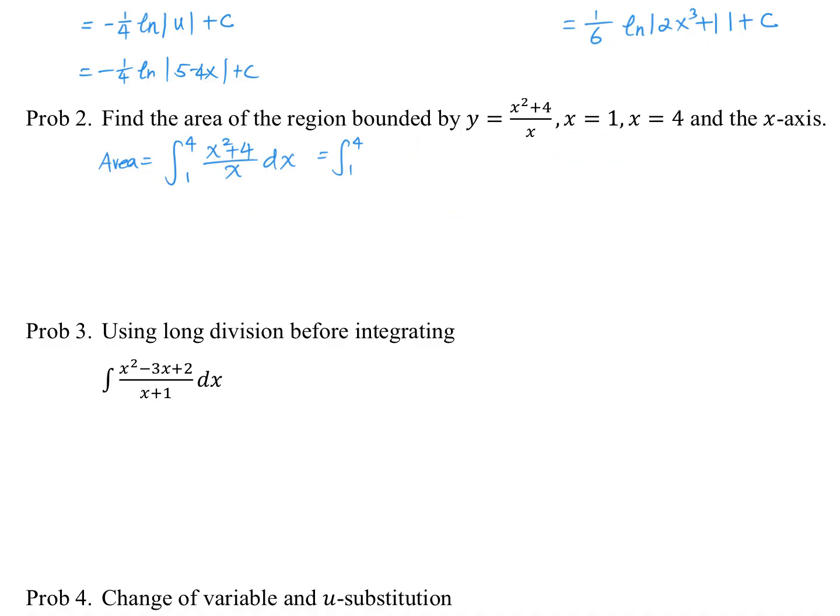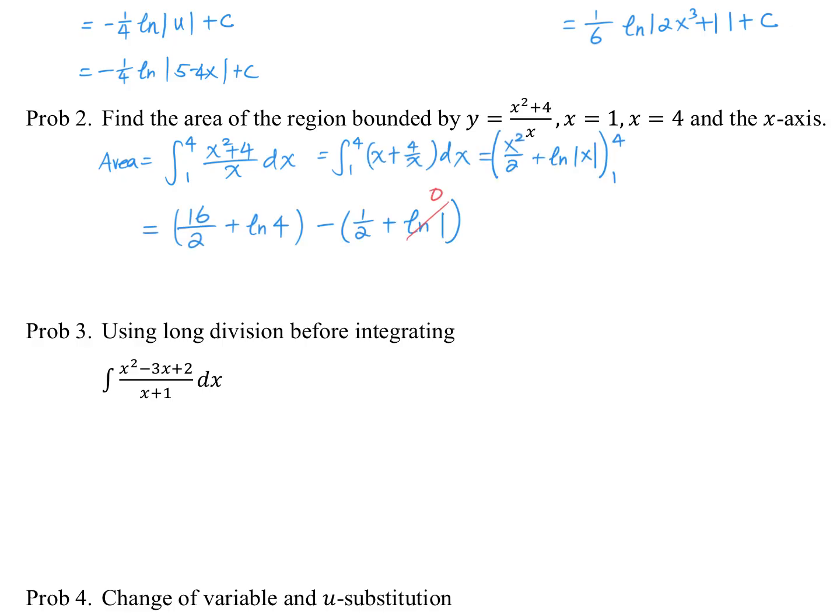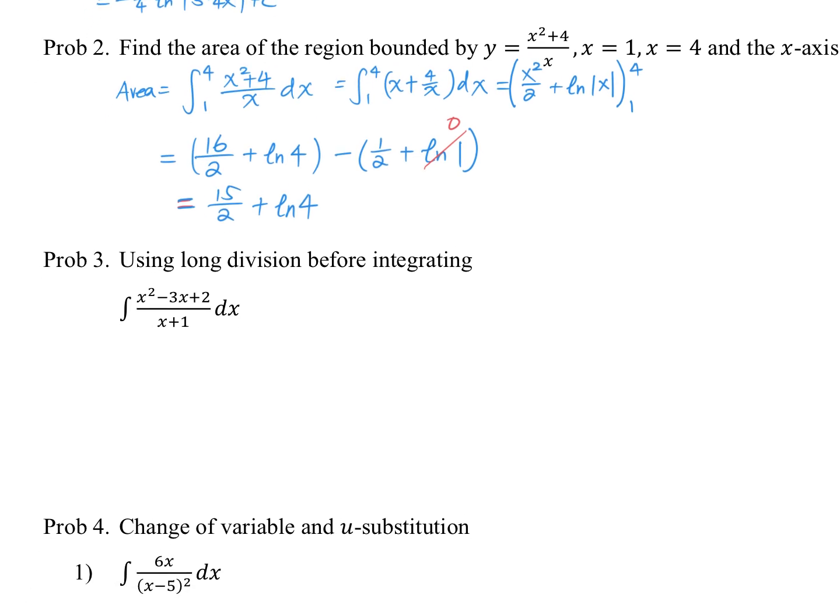Absolute value sign is not necessary because these numbers are positive. And ln 1 is just 0, right? So therefore, our answer becomes 16 over 2 minus 1 over 2, which is 15 over 2, plus ln 4. So this is the exact answer. Numerically, this is roughly around 13.19-ish.